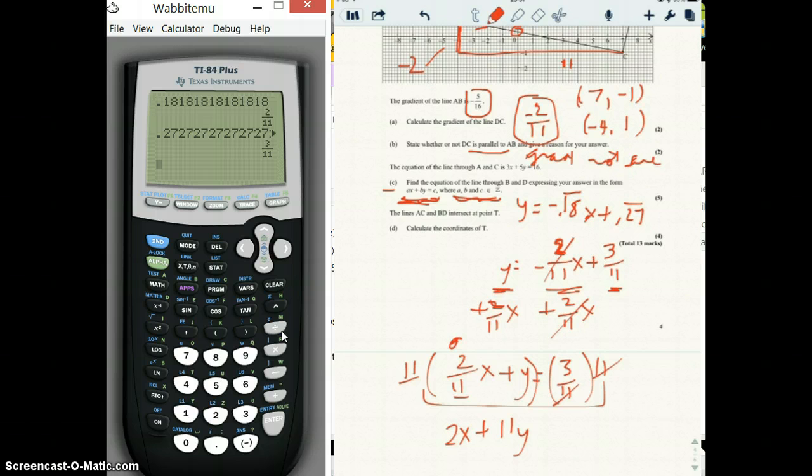So we have 2x because this 11 canceled out with that one. So we're just left with 2x, 11y because the 11 gets multiplied times this y, and that's equal to 3. So now we have the format they want. They want something times x plus something times y equals c. So it's in the form they want. Okay, now the last part.